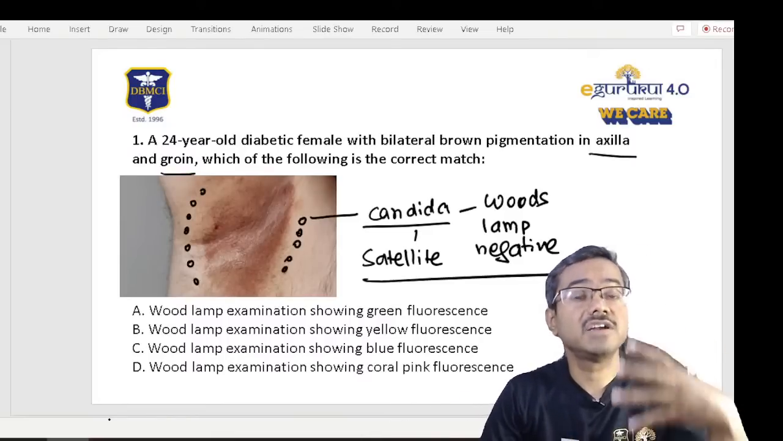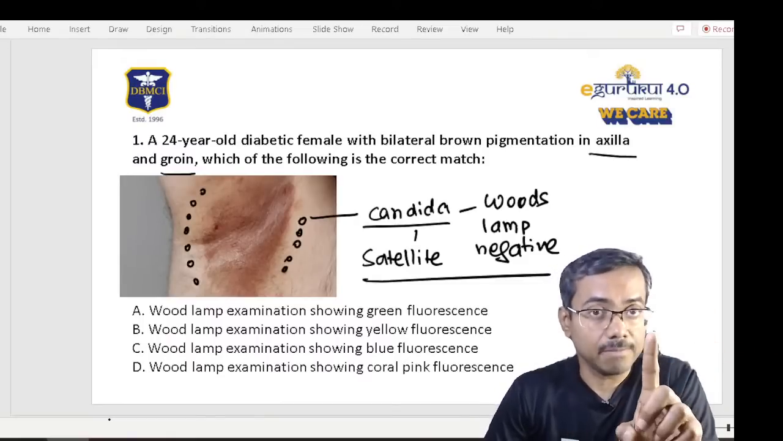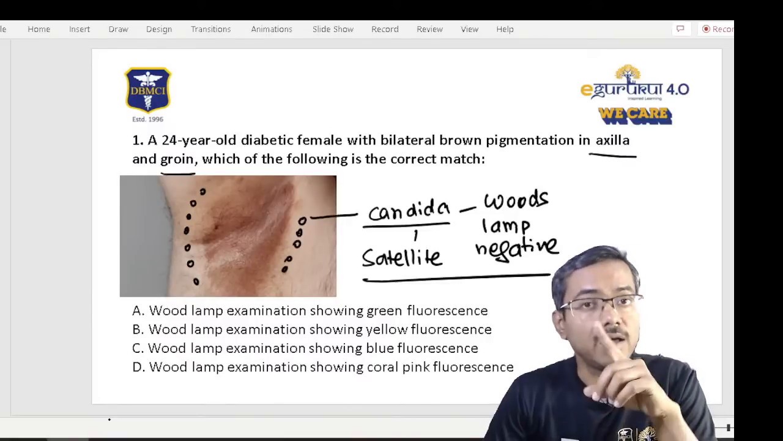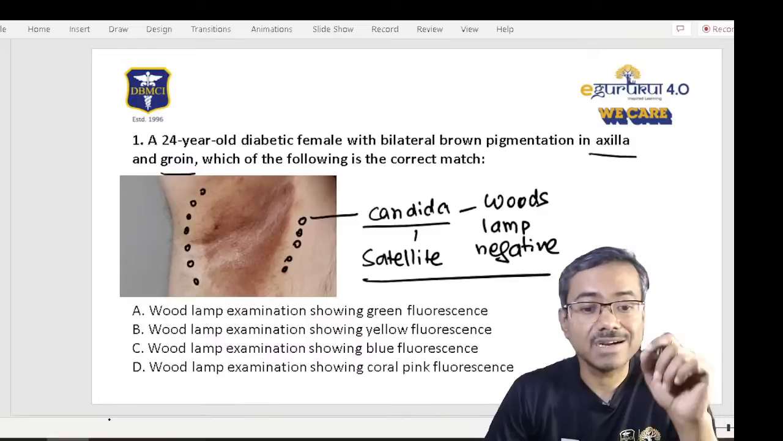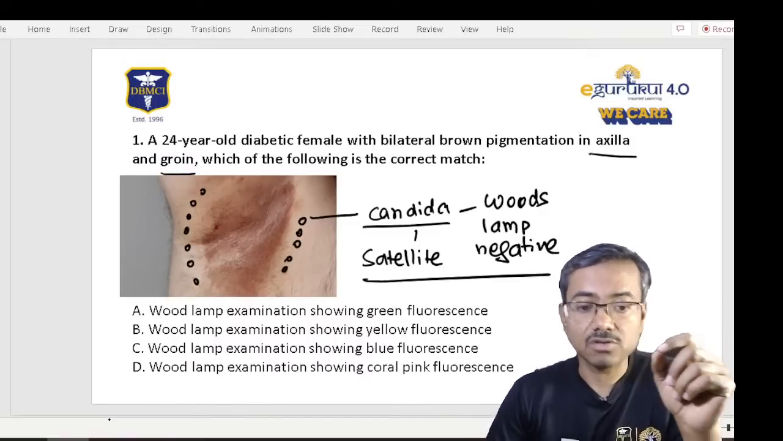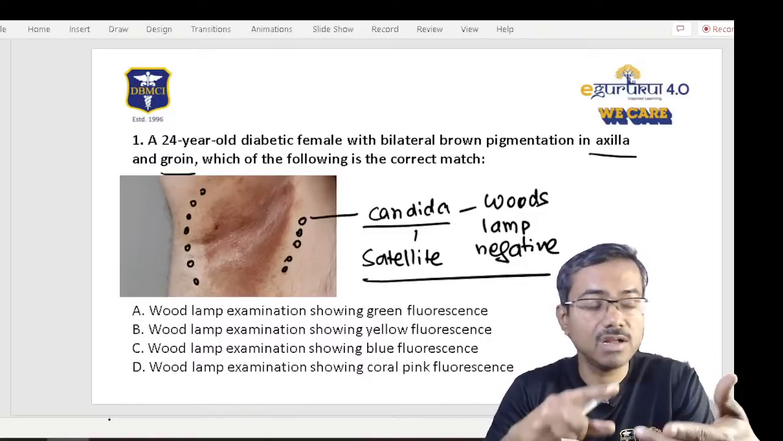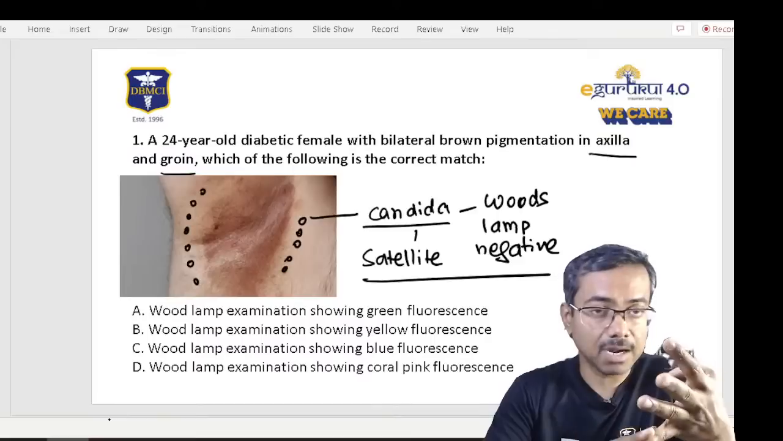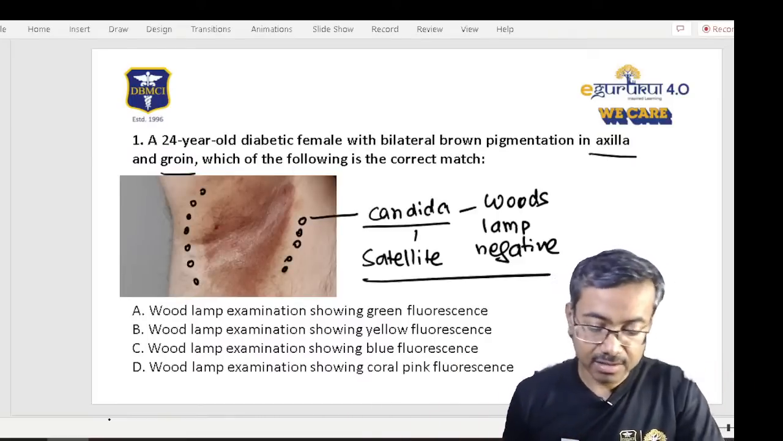So how do you differentiate candida, which is a fungus, from erythrasma, which is a bacteria? One would be a Wood's lamp. Candida is negative on a Wood's lamp. Erythrasma is coral pink. Candida has satellite lesions and erythrasma does not have satellite morphology. Everybody got this? So this is the whole discussion. We understood tinea capitis, pityriasis versicolor, candida, erythrasma, and brown skin in an Indian person. All these concepts get clear with a Wood's lamp.